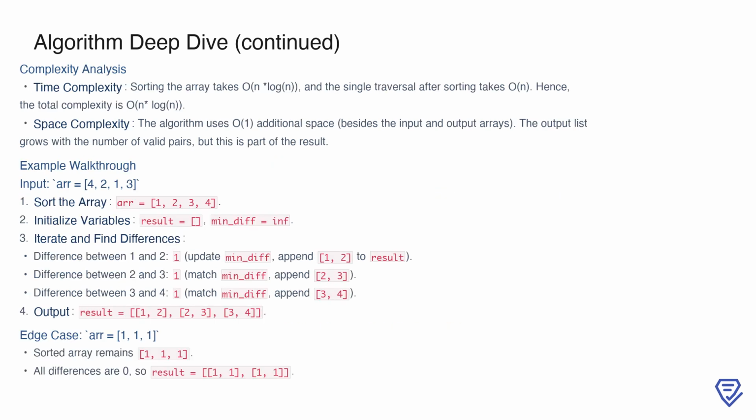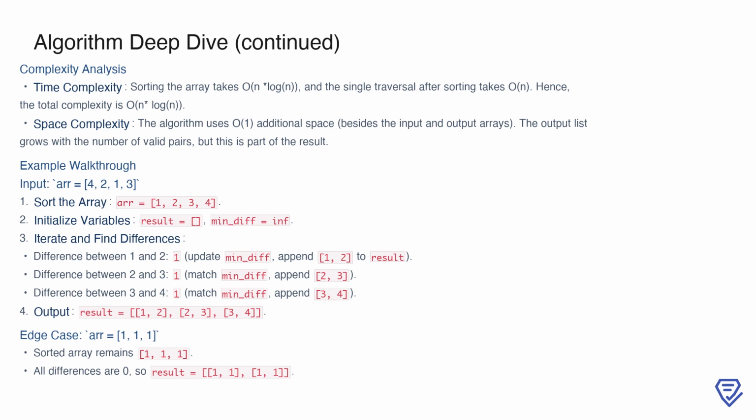Let's analyze the time and space complexity of this algorithm. The sorting step takes n log n, which is the most computationally expensive part. The subsequent traversal to calculate differences and identify pairs is linear, taking n. Therefore, the overall time complexity of the algorithm is n log n. In terms of space complexity, the algorithm uses O(1) additional space beyond the input and output arrays. While the result list grows to store the valid pairs, this is part of the output and doesn't count as extra space usage. To solidify our understanding, let's walk through an example.